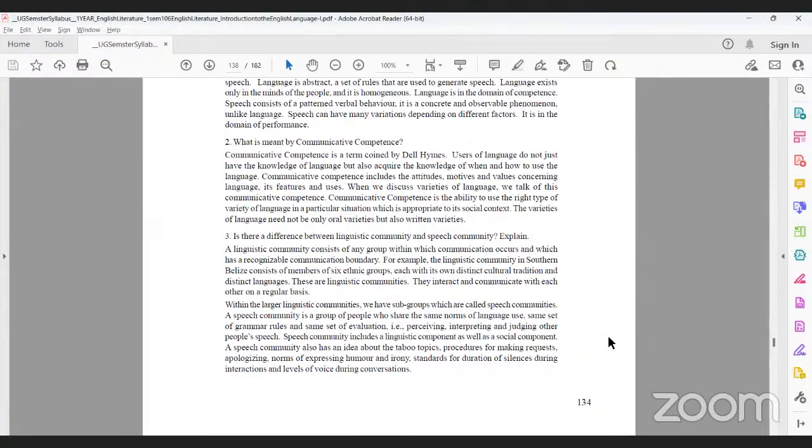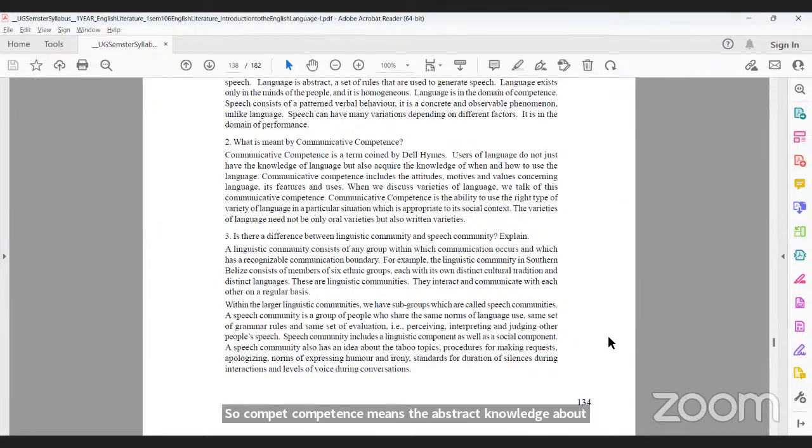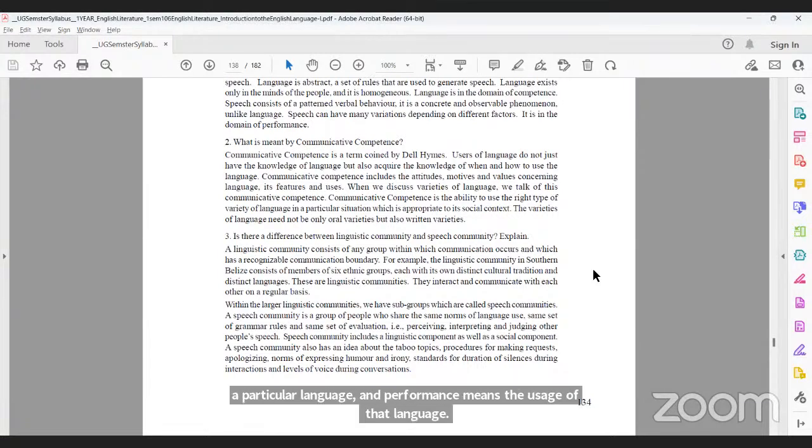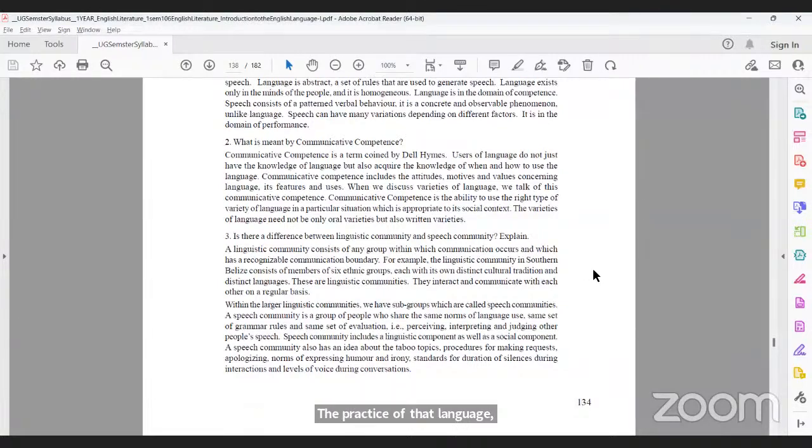So competence means the abstract knowledge about a particular language, and performance means the usage, the practice of that language that is there in your brain. Now in communicative competence, Dell Hymes says that it doesn't mean that you have certain faculties, certain knowledge about language in your brain, and you can practice it everywhere, in every place you want to use it. It's not like that. You have to follow certain patterns, certain attitudes, motives, and values regarding your language.